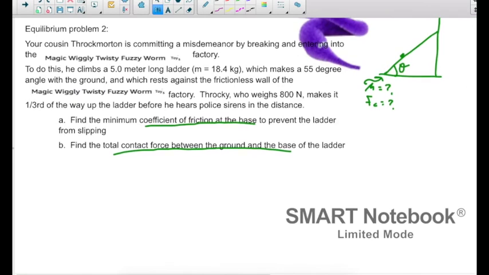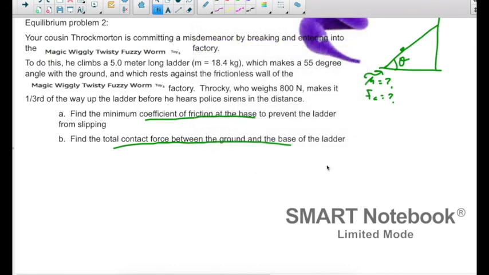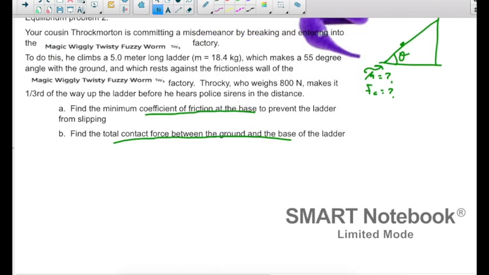So to do this, the very first thing we've got to do is draw a free body diagram. And this one's going to be a little bit complicated, but I think that we can do it. So here's my ladder. Here's the ground. I know that I have this angle theta, where theta is 55 degrees. And what forces are acting on the ladder right now? Well, of course, the ladder has a mass, 18.4 kilograms. And we know that the force of gravity is acting at the center of the ladder.